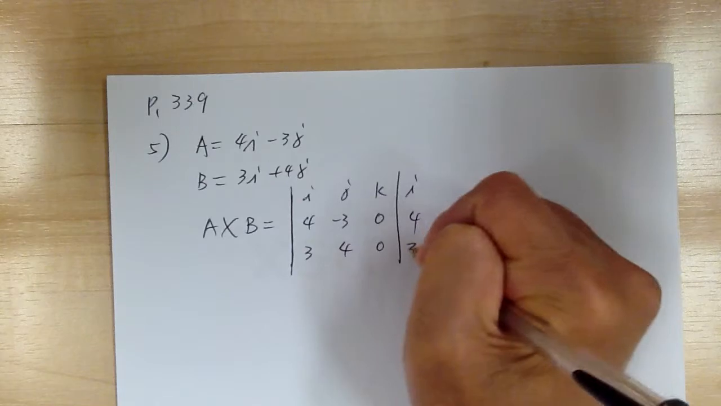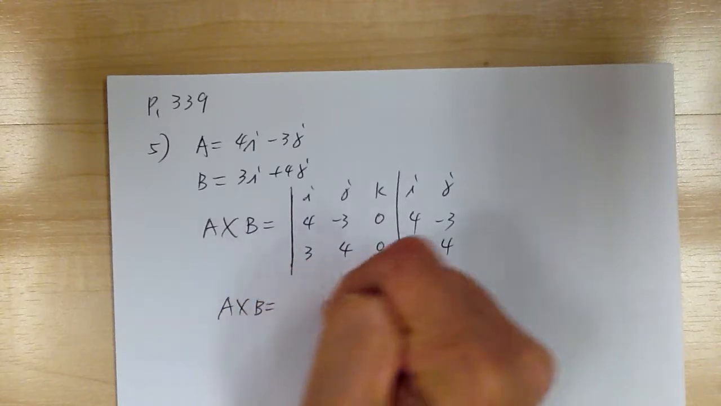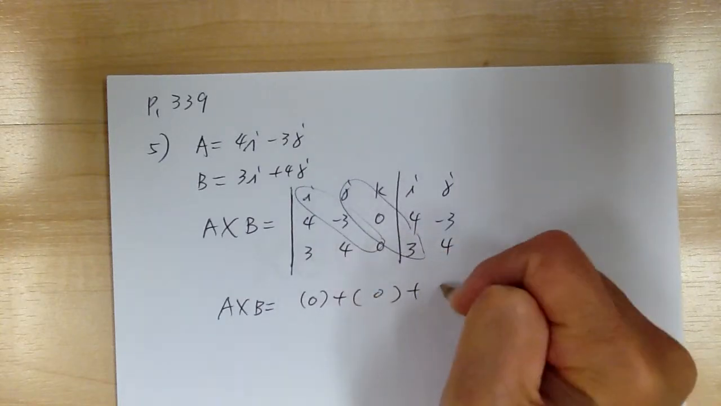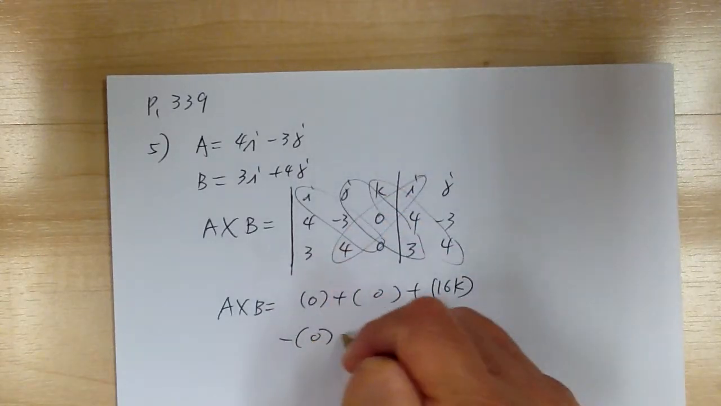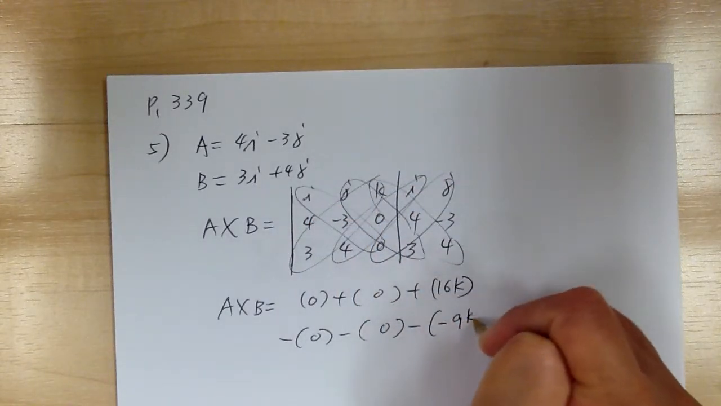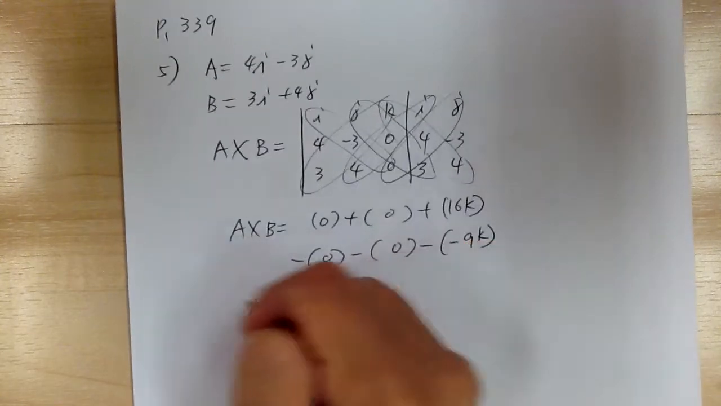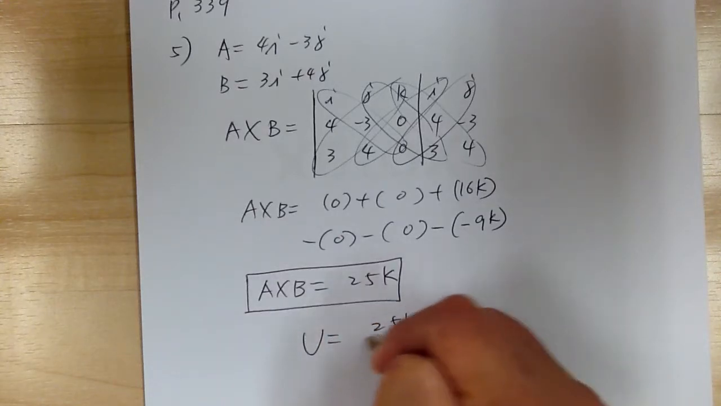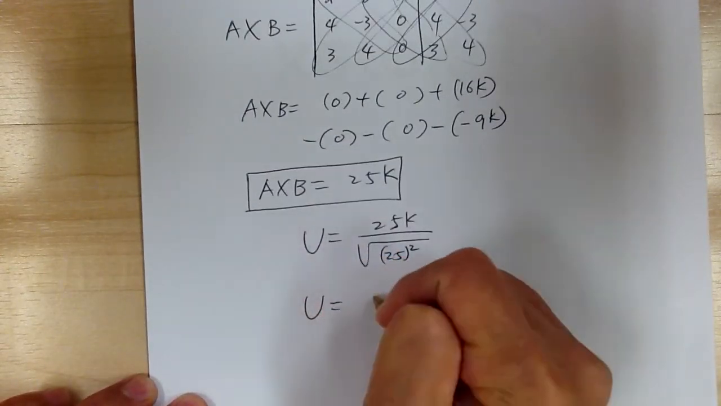And you get i, 4, 3, j, negative 3, 4. So A cross B equal to this diagonal, so this equal to 0. This one equal to 0. This one is 16k, minus the i is 0, minus the j equal to 0, minus this one is negative 9k. So A cross B equal to 25k. The unit vector would be equal to, first get the direction correct, then you have to divide by the length. So unit vector would be equal to k.